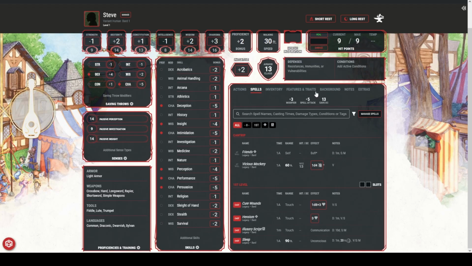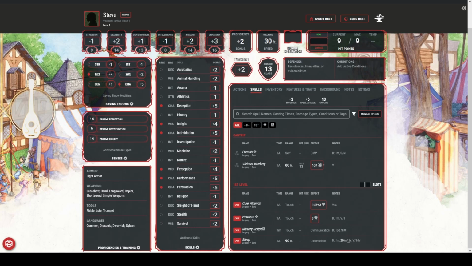And then reactions. Reactions are triggered by conditions. Every reaction is going to tell you when it goes off. And when it goes off, you can choose to use a reaction. You get one reaction at the start of each of your turns. You can't bank them, they just happen. So at the start of your turn, you recharge a reaction. This is used for things like attacks of opportunity, reaction spells. Some feats give you new reactions.